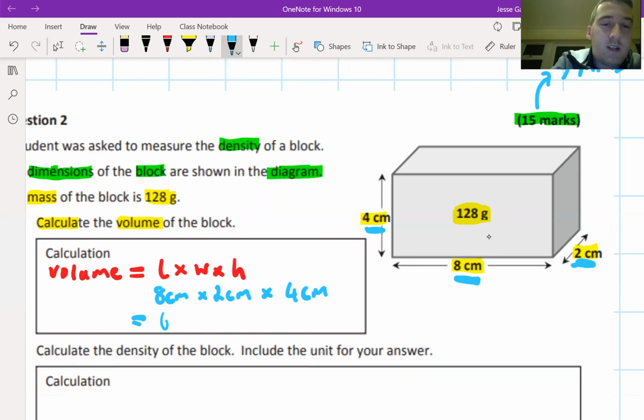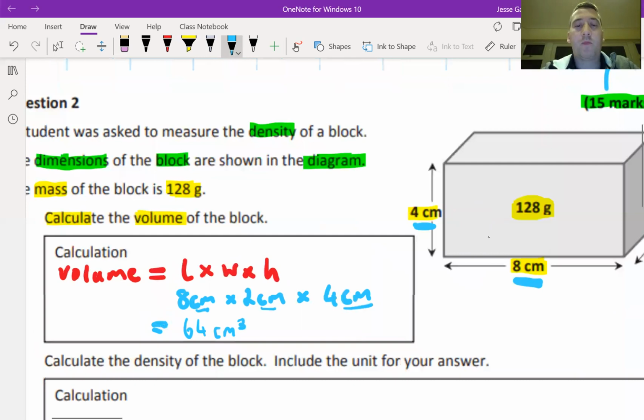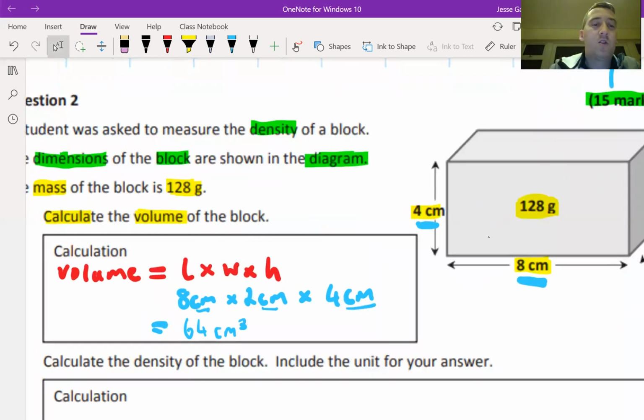So 64, and the units then, well, what have we done? We've multiplied centimeters by centimeters by centimeters to give us centimeters to the power of 3, centimeters cubed. That is how you get the volume of the block. Hopefully you got that right. Let's go to the next bit.